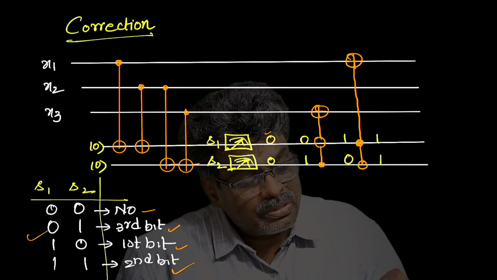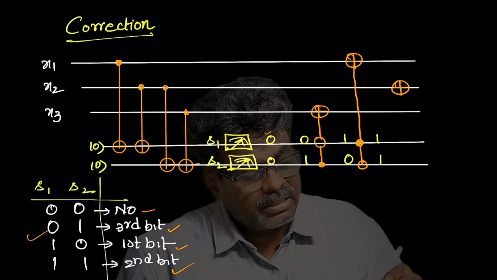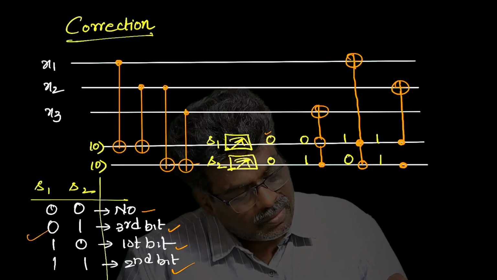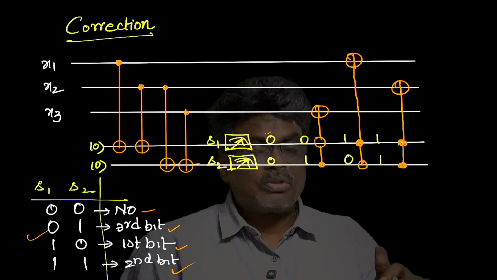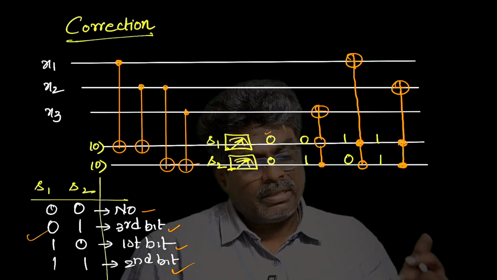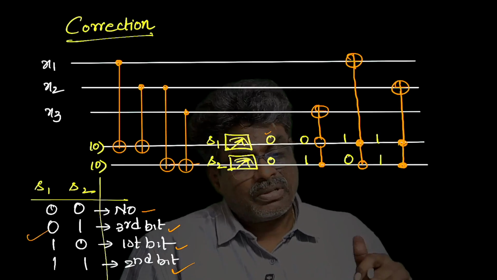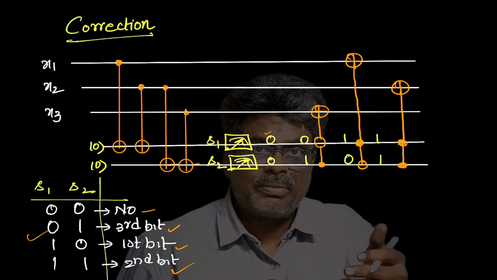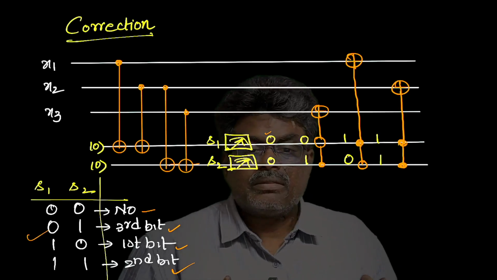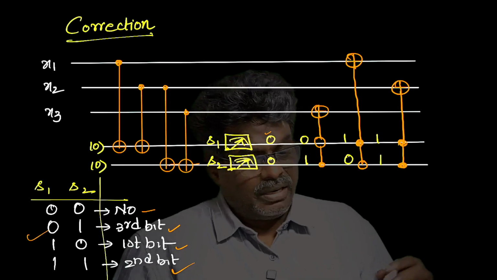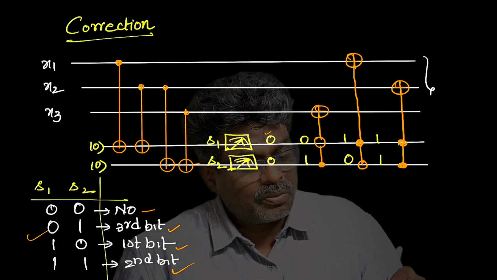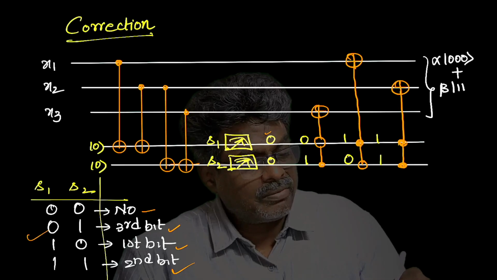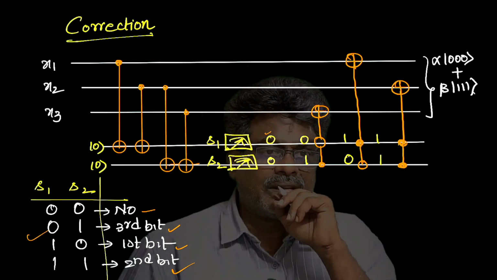So we have to use a NOT gate on this second qubit, and both are 1, so just take like this. If both are 1 1, then it will flip the second bit; if S1 is 1 and S2 is 0, it will flip the first qubit; and if S1 is 0 and S2 is 1, it will flip the third one. So like this we can correct the error, right? And once you see the output here, it will be alpha|000> plus beta|111>. Okay, so that's it.